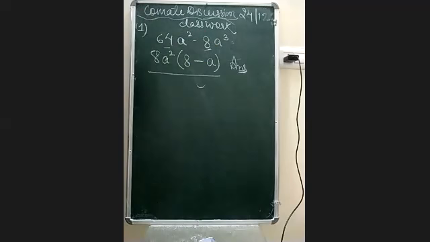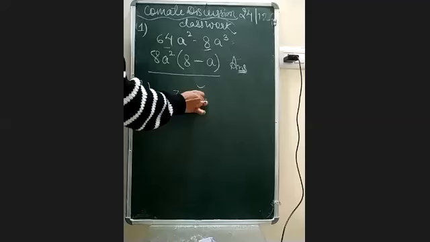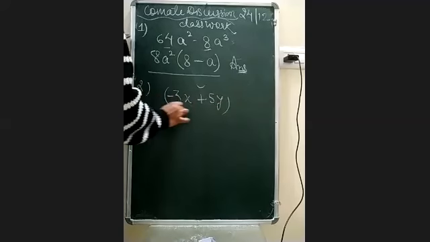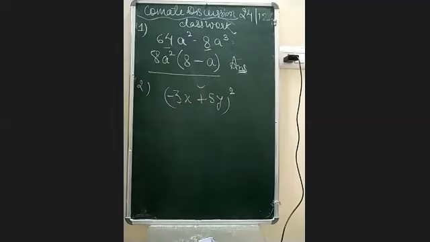Now, according to the next question, the question is telling us to evaluate, and the value given is 3x plus 5y, and that is whole square. So if you look at this question carefully, beta, it is just like an identity. Can you tell me which identity is here? Which identity can you see here?